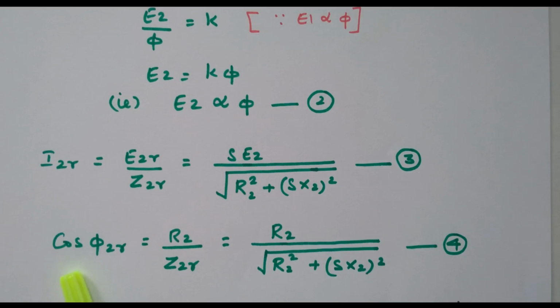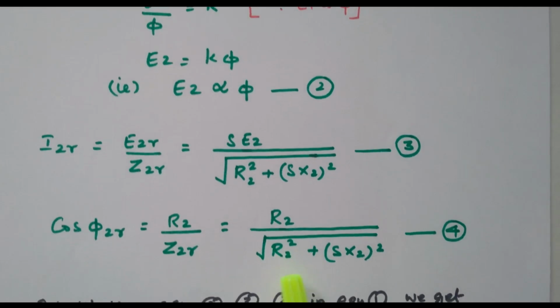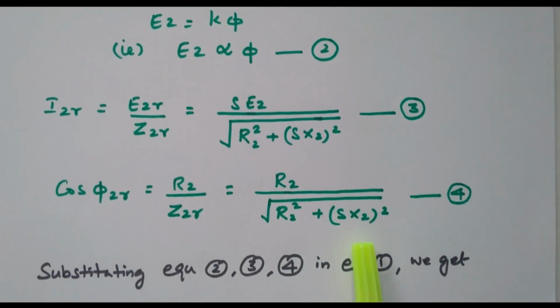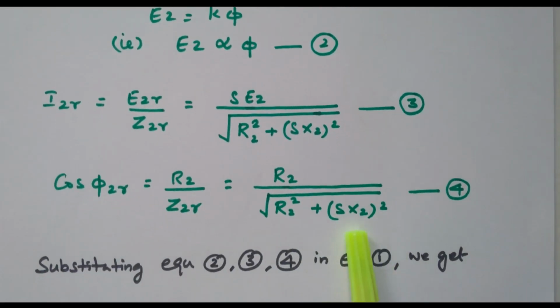Then the rotor power factor cos phi 2R is nothing but R2 by Z2R. This general formula is available: power factor equals R by Z, resistance by impedance. Based on that, we have R2 by Z2R, that is equal to R2 divided by the square root of R2 square plus S into X2 whole square. So we take this as equation number 4.